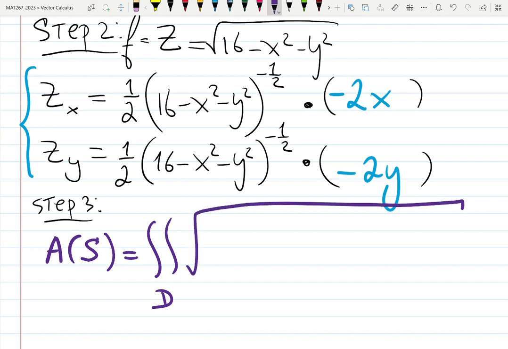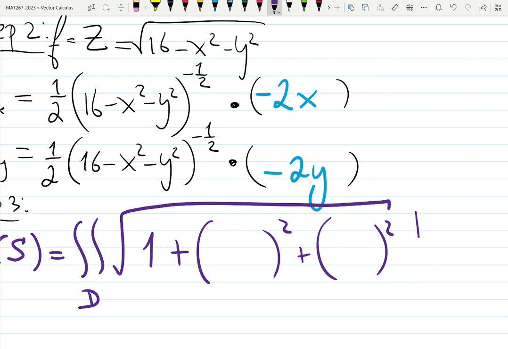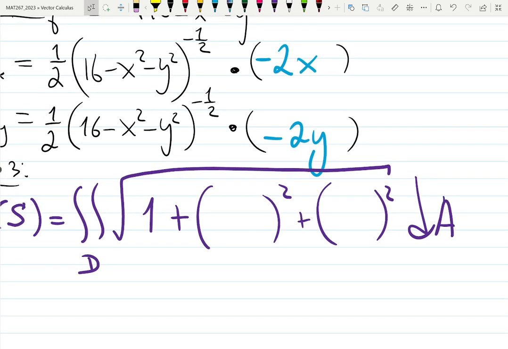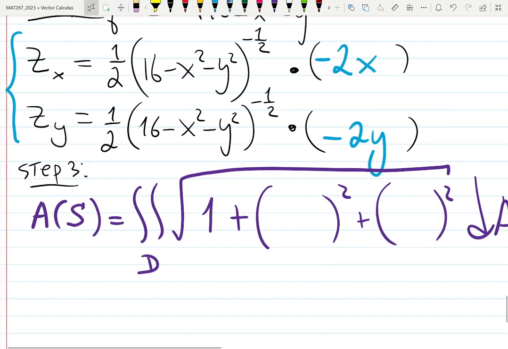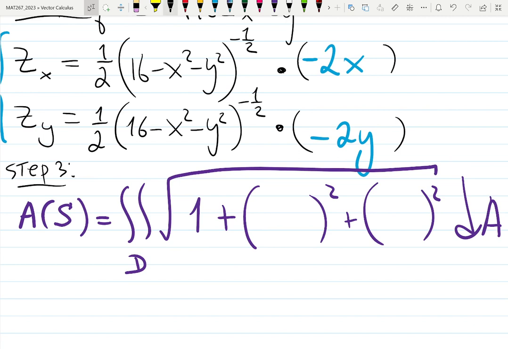A huge square root. 1 plus derivative squared plus derivative squared, and then we have this dA. dA will be dx dy, or you can do polar if you want, and that's actually what we're going to do. Derivative of z with respect to x, and you have to fit now the square root. I will put a square root in the denominator. 2 goes to the denominator, 16 minus x squared minus y squared, and minus 2x to the top. You don't have to, but it takes less space to write down.